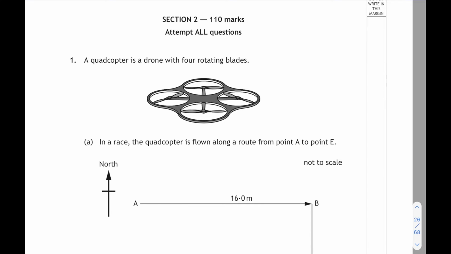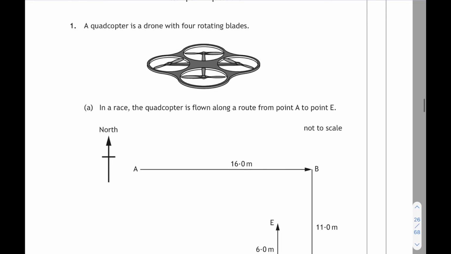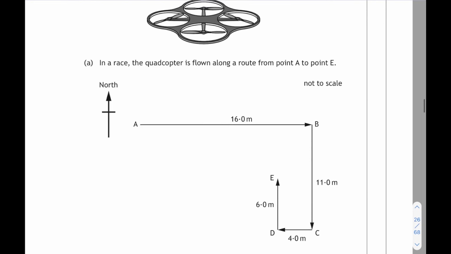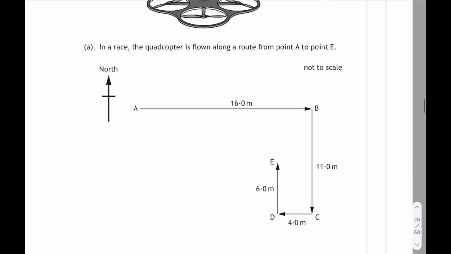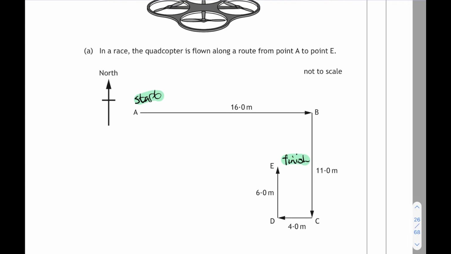Anyway, here we go. A quadcopter is a drone with 4 rotating blades. Part A, in a race, the quadcopter is flown along a route from point A to point E, as shown in the diagram there, not to scale. So I'm going to put a start and a finish point on it. There is our start to finish vector. And let's see what we're asked then.